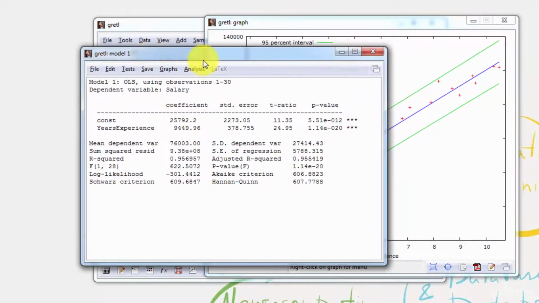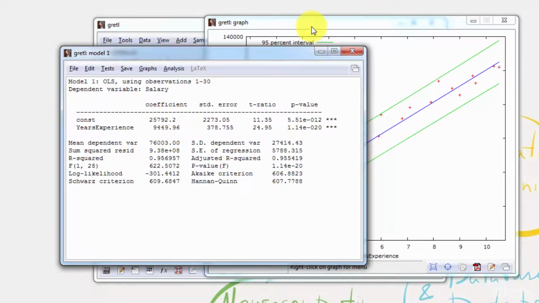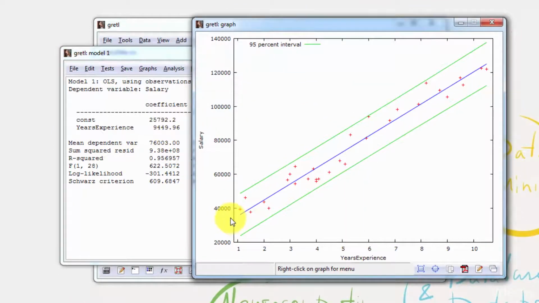So here we have it. It's actually 25,792. That's where the blue line would have crossed the vertical axis. And as you can see, of course, there's not enough space here, but that's because this axis should be a bit more to the left. There, 0 would be somewhere here, so there would be enough room for it to cross.